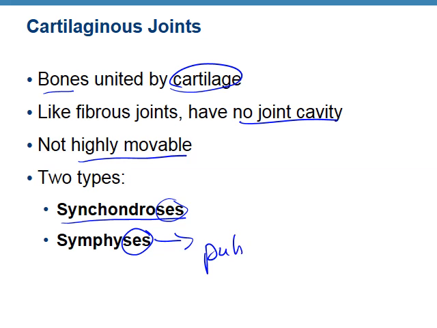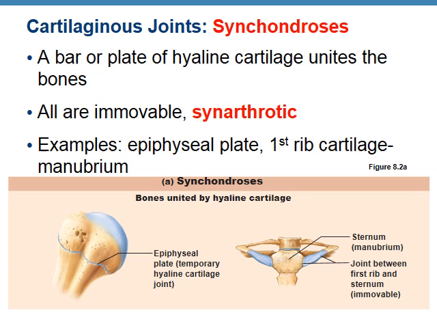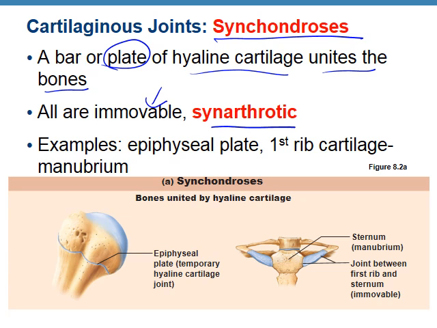We've already seen the pubic symphysis, right? So let's look at synchondrosis. This is hyaline cartilage, and it's usually in some sort of plate, and it unites the bones together. It is immovable, so we call it synarthrotic, and we've already seen the epiphyseal plate. Remember that line that allows for growth, that hyaline cartilage that eventually is going to be ossified?